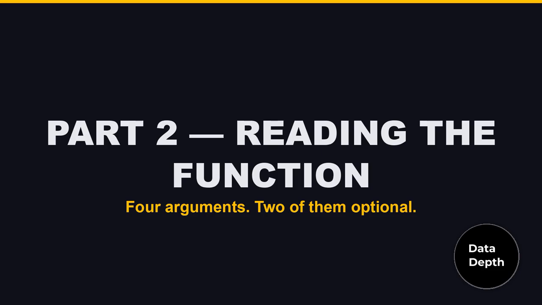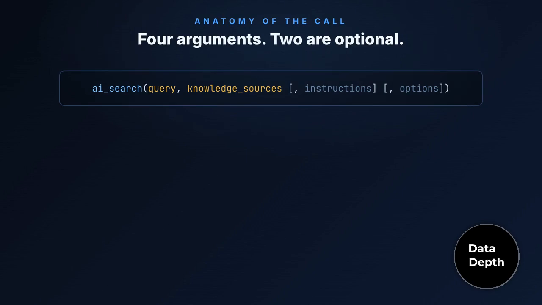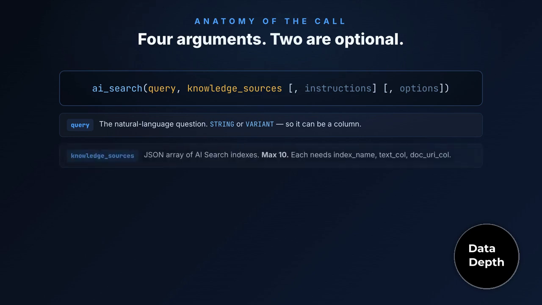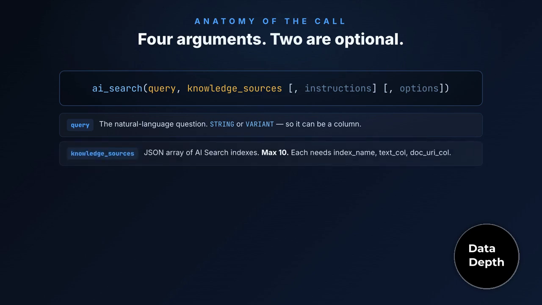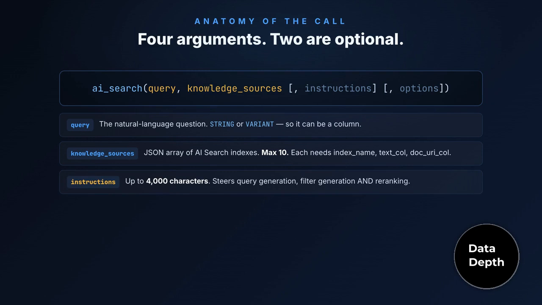So let us read the function properly, argument by argument, because 3 of the 4 have something in them that will catch you out. Query is your natural language question. It can be a string or a variant, and that matters more than it sounds, because a column is a perfectly good query. Knowledge sources is a JSON array of the indexes to search, and you can list up to 10. Instructions is optional, up to 4,000 characters. And here is the part people skim past. It does not just steer re-ranking. It steers query generation, metadata filter generation, and re-ranking, 3 separate stages inside the call. And options carries version, plus generate answer, which is true unless you deliberately turn it off.